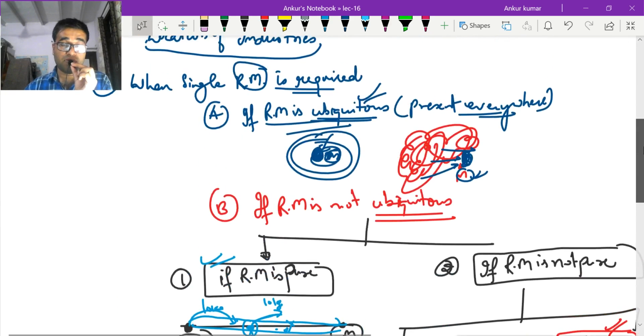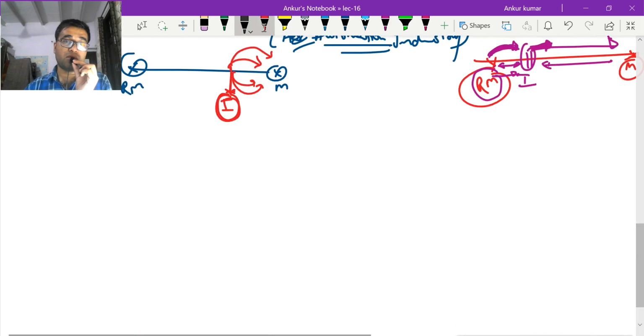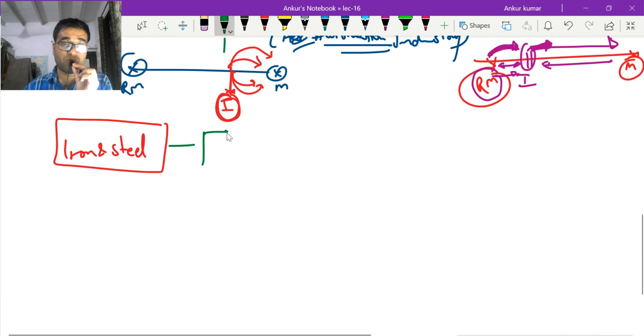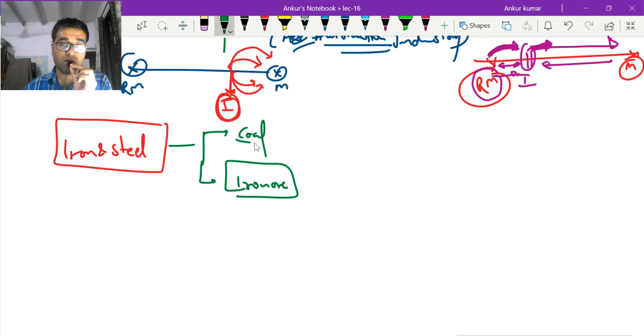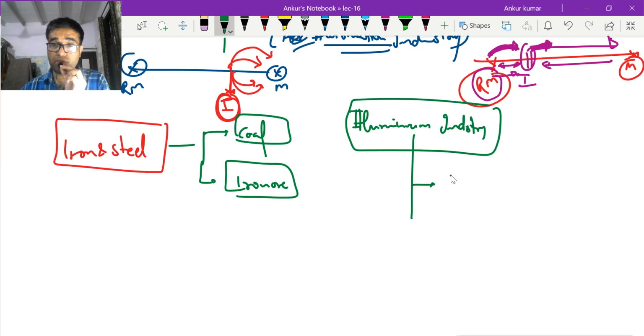See, in all the cases that we discussed, the raw material was one. But if the raw materials required are two, for example in the iron and steel industry, which are the two raw materials? One is coal and another is iron ore. So there are two raw materials. Similarly, in case of the aluminium industry, there are two raw materials: one is HEP, hydroelectric power, and another is bauxite.